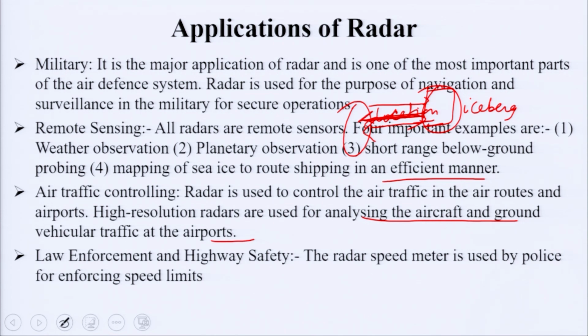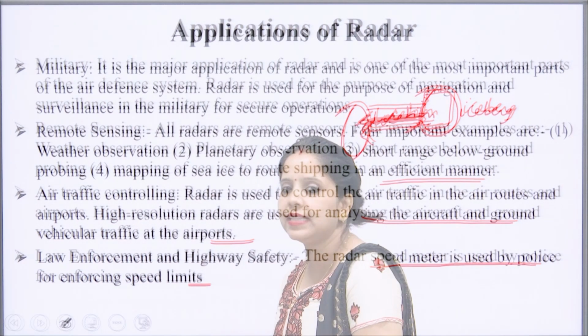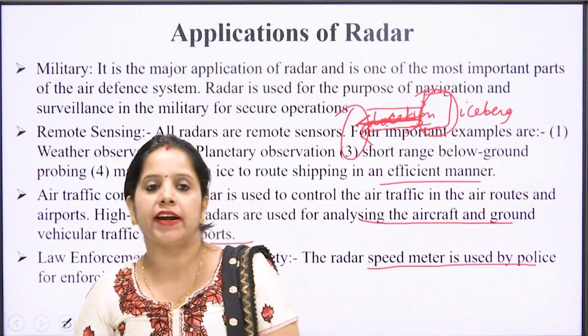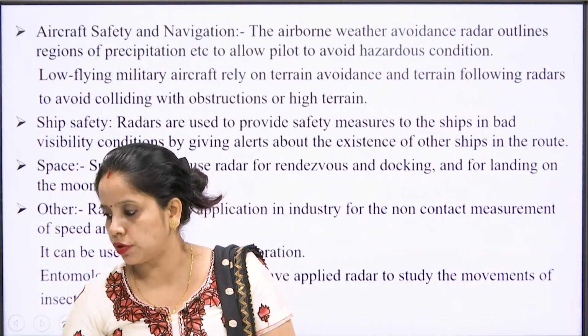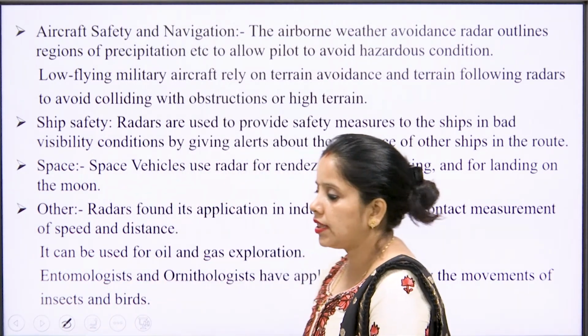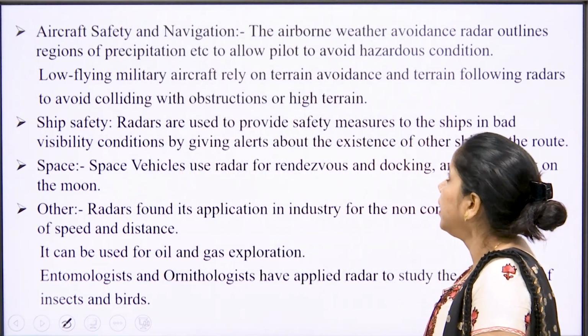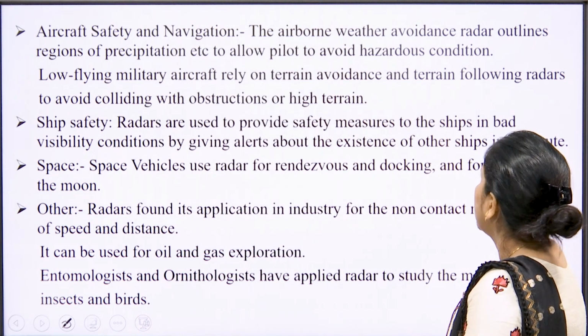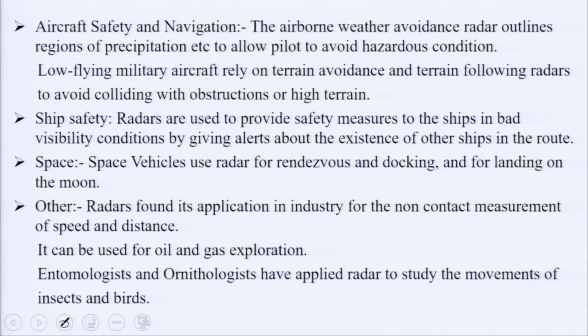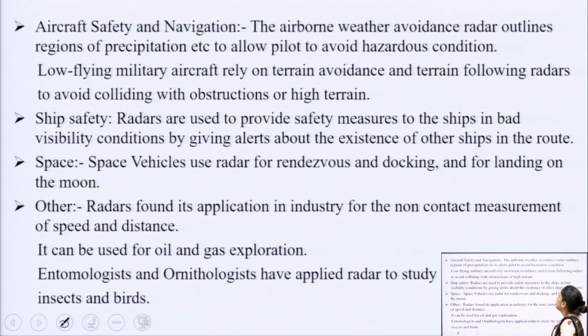The next one is law enforcement and highway safety. The radar speed meter is used by the police for enforcing speed limits. So, basically these are the advanced forms of radar, or we can say these are the applications of radar. Next, aircraft safety and navigation. The airborne weather avoidance radar outlines regions of precipitation, etc., to allow pilots to avoid hazardous conditions.